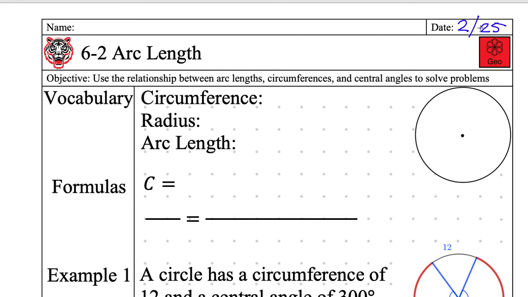We're talking about arc length, which is the natural thing when you're talking about circles from arc measure. Gunner, what is our objective?